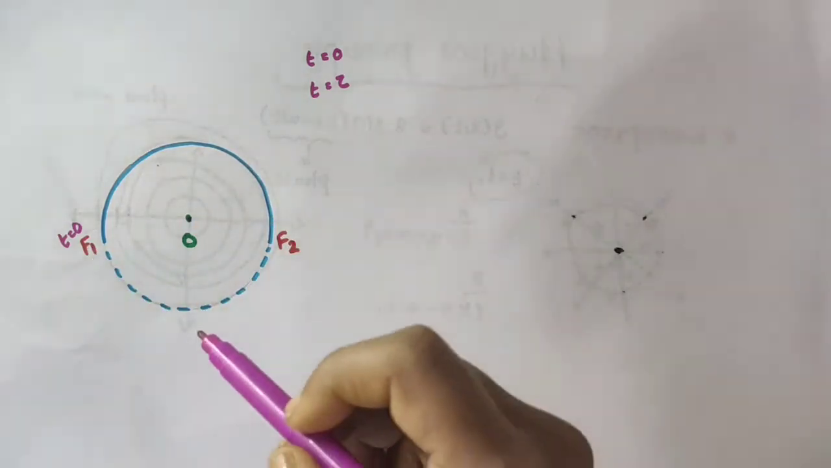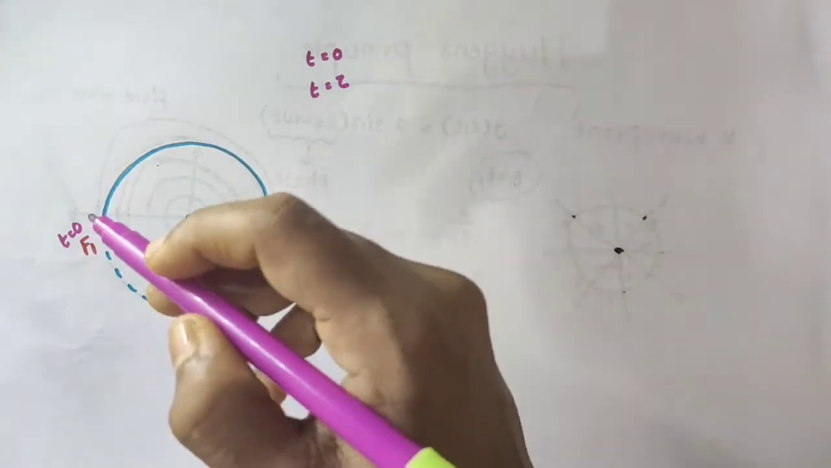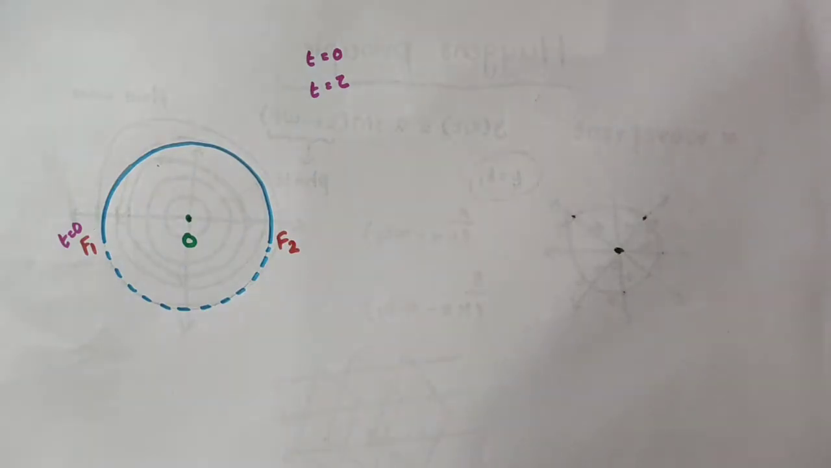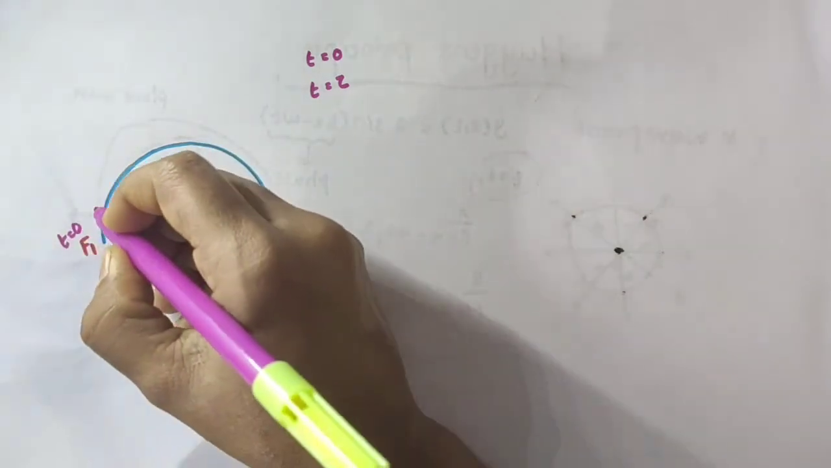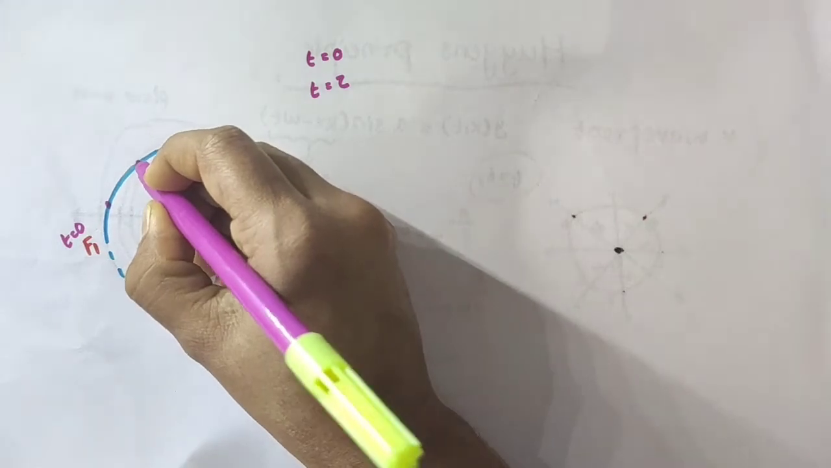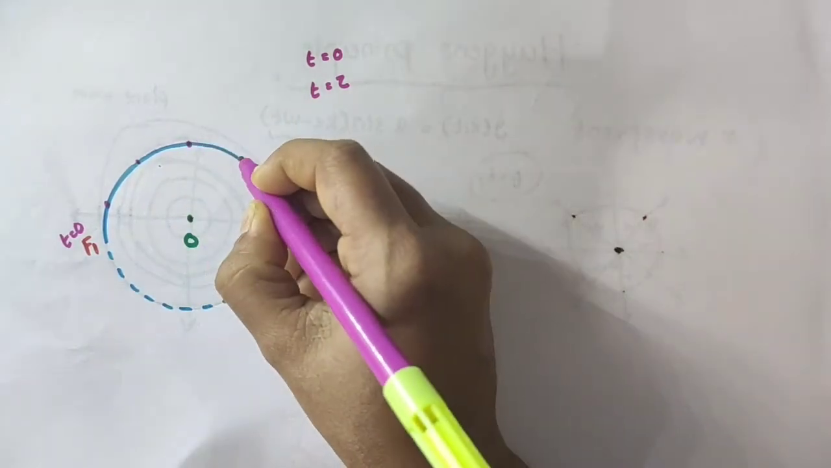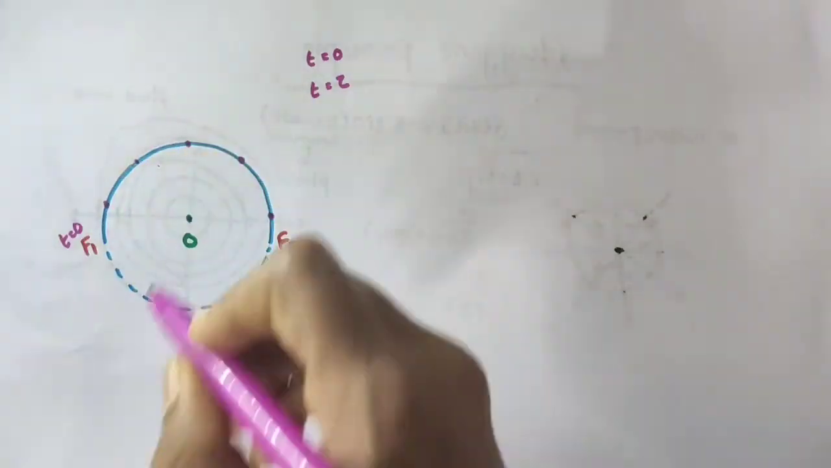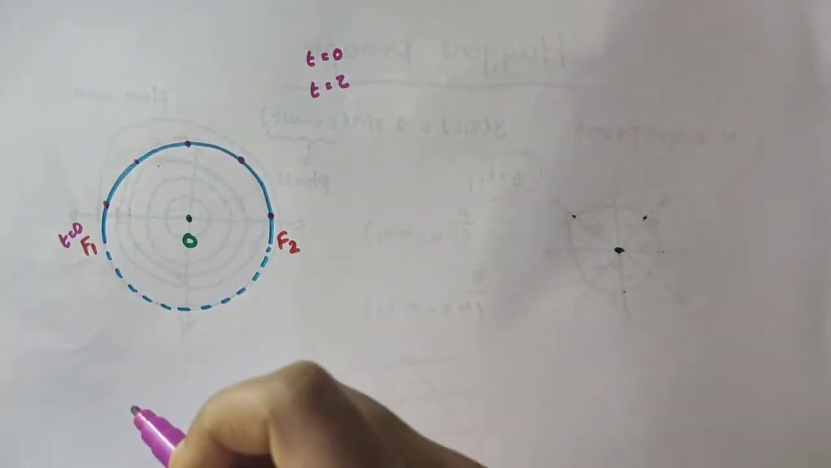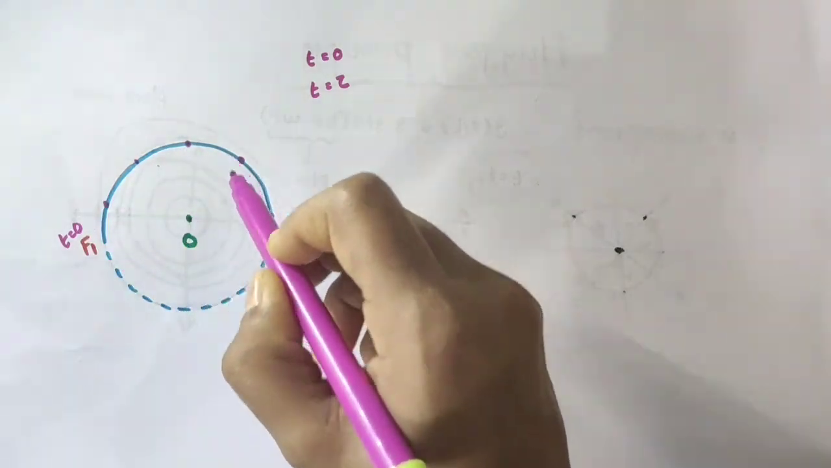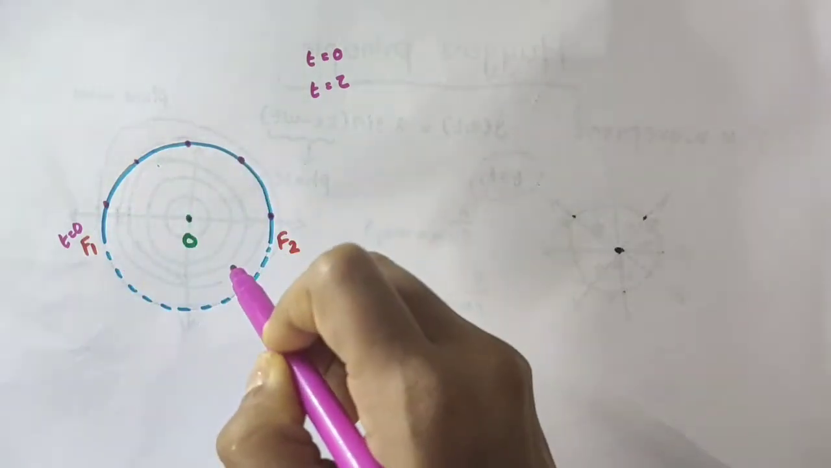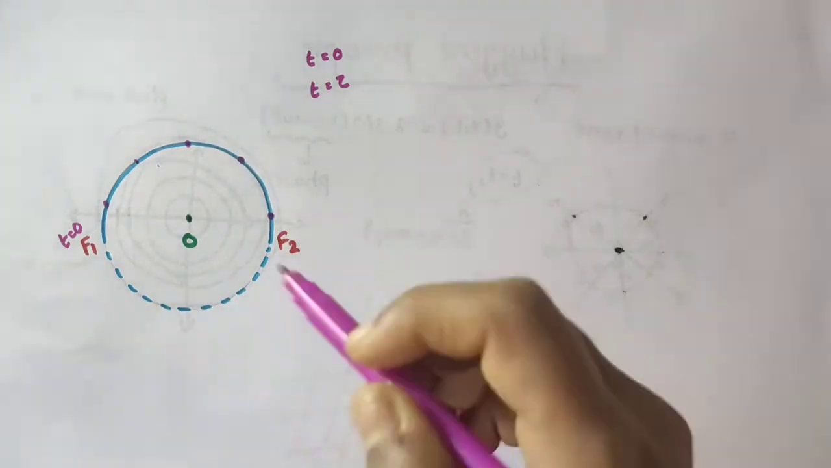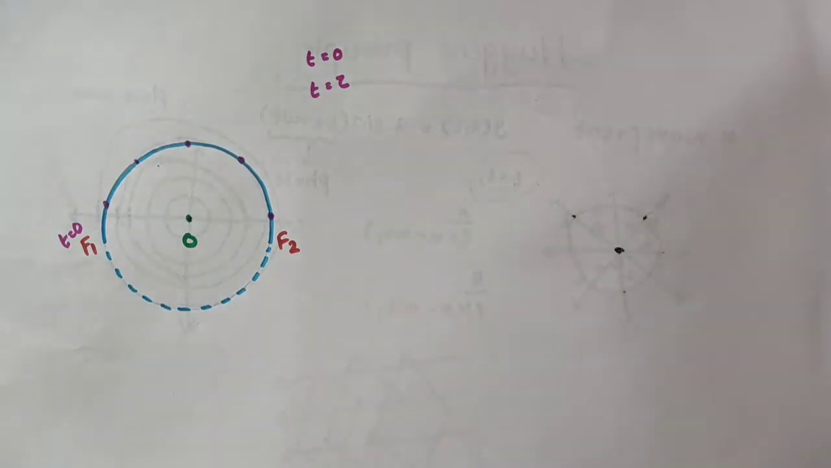Alright, now according to Huygens principle, each point of the wavefront is a source of secondary disturbance. That is, there can be so many points on this wavefront, no? We can consider one point here, one point here, one point here, one point here, one point here. So, there are so many points on this wavefront. And according to Huygens principle, each point of the wavefront is a source of secondary disturbance. That is a wave itself. Because a wave is a disturbance that travels through a medium, no?